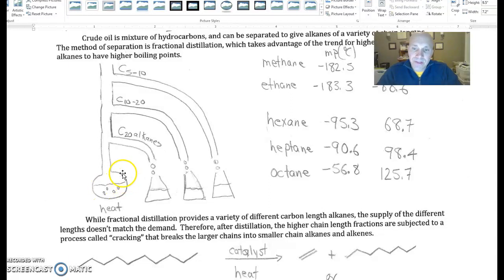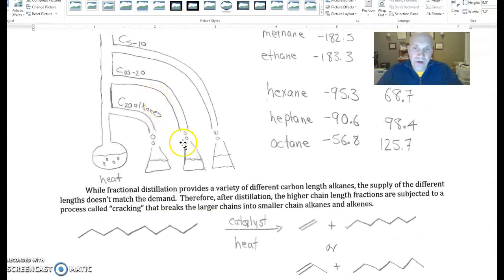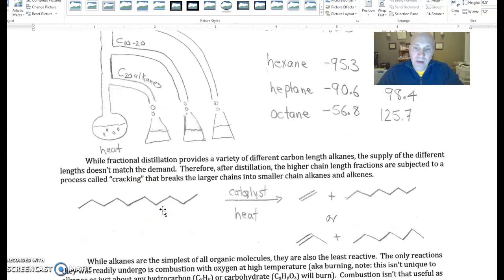Okay, so the problem is that there's just way more demand for the stuff that's this chain length than there is for this. So the question is, what are we going to do with all this leftover high chain length alkanes? Well, there's a process that allows you to turn some of the higher chain length alkanes into smaller chain length alkanes, and that process is called cracking. There's a couple ways to do it, but the modern way uses a catalyst called a zeolite, and you heat it. You've got to heat it pretty high, probably 300 to 400 degrees Celsius.